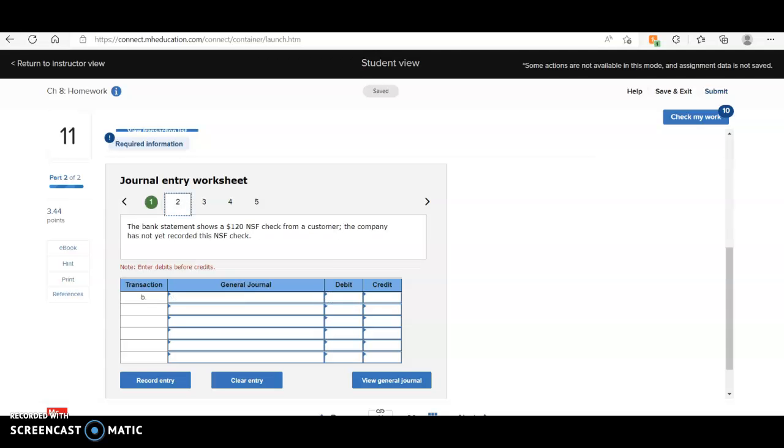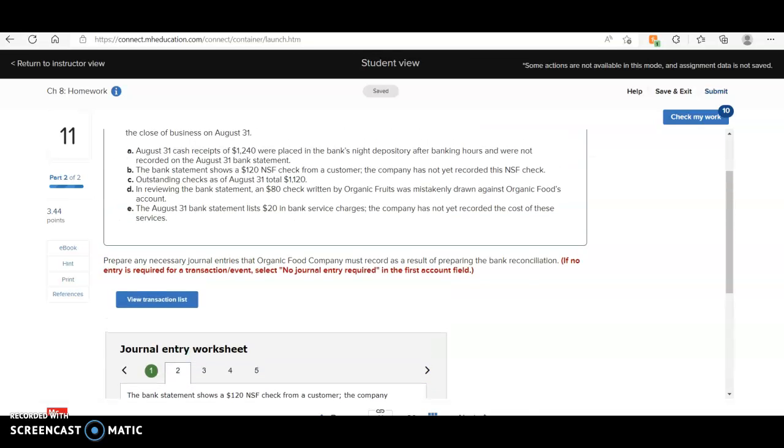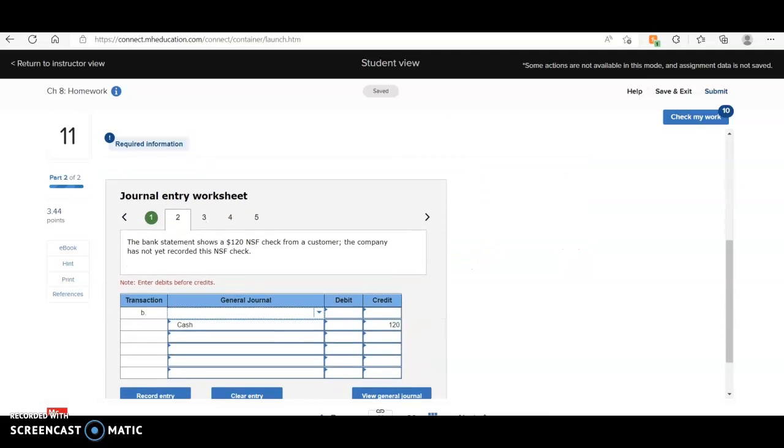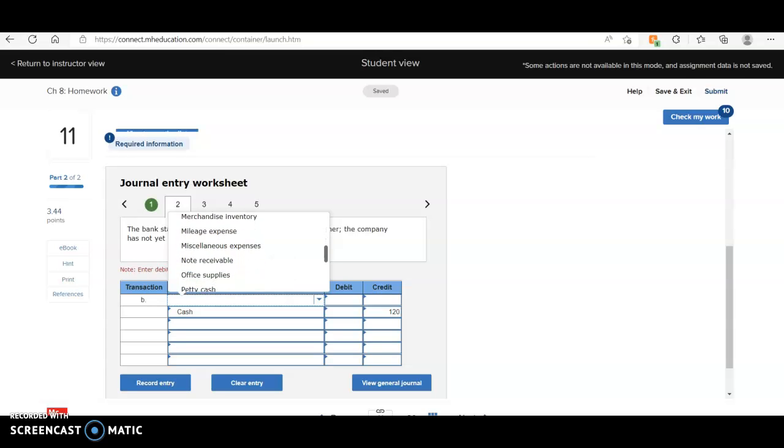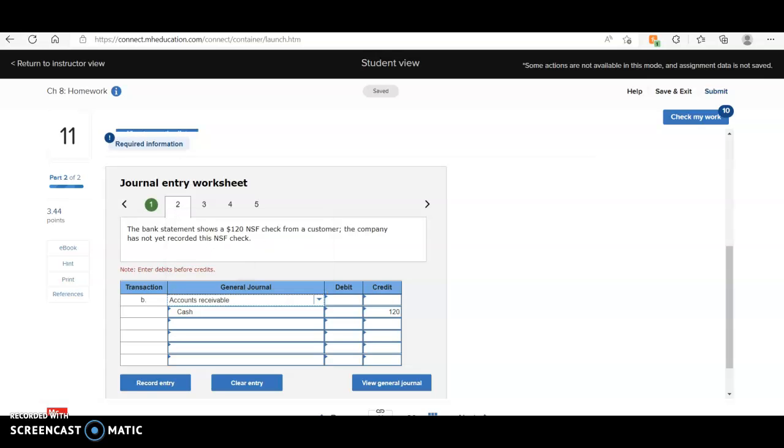For B, we had an NSF check, so we know that we're paying out cash of $120. Well, we have to look at what, let's see if they give us a name. They didn't tell us a name here. So we're going to be looking at the different accounts we can choose from. Basically, they're going to be owing us money again because we did not get to collect from them. So we're going to put that into accounts receivable, and that's going to be for $120. That means they're going to owe us that money again. So we have to put it back on the books because they did not actually pay it, and it comes back out of cash. Going into number 3, that's going to be a deposit in or outstanding checks, which is on the bank side. So there's no entry required for that one either.